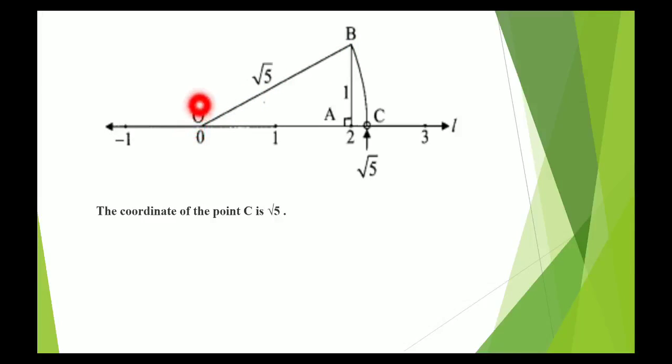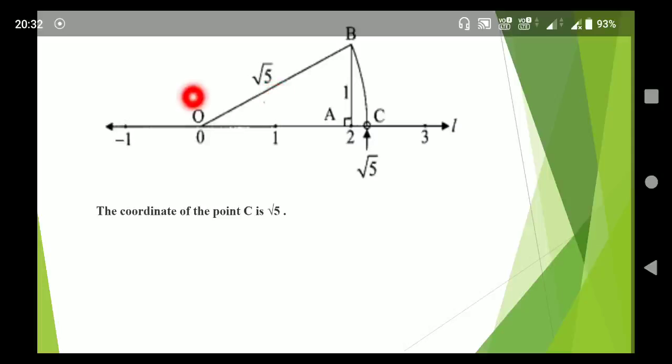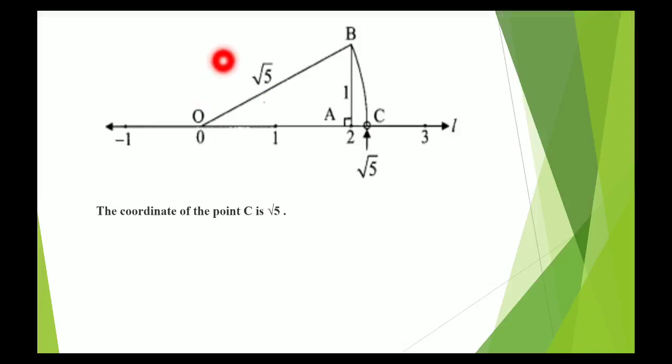So take a distance using a compass and draw an arc or a circle here. The point that intersects the number line, I'll mark it as C. That point is called root 5. I hope you all have understood.